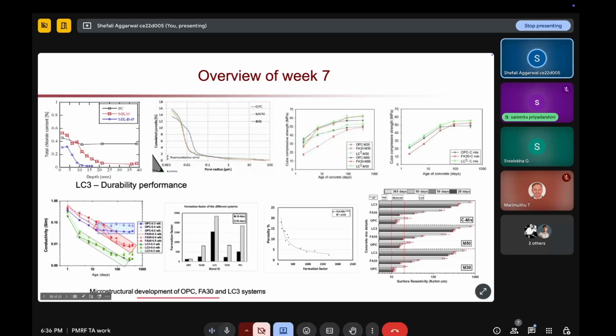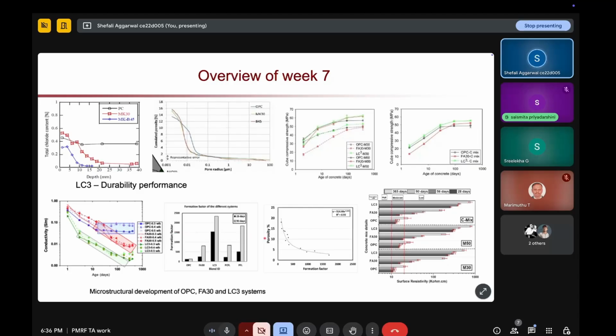Other thing is how the microstructure is developed in different systems. So here you can measure surface resistivity or conductivity. With time your conductivity is decreasing, that means your resistivity is increasing, which is again the effect of pore size decreasing, right? If your pore size decreases, what will happen? The surface resistivity of concrete will increase.